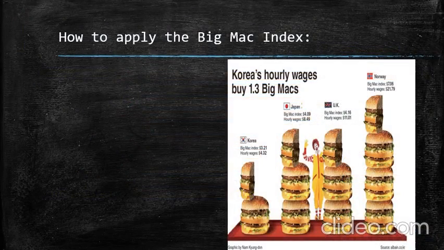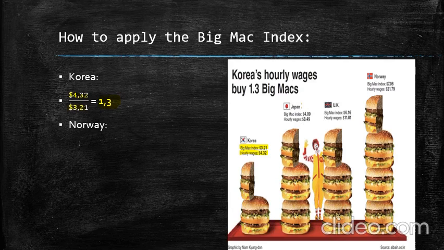Alright, let's have a quick look at how to use the Big Mac Index, or how to apply it. So first of all, you'll see for all 4 of these countries, it gives you the Big Mac Index and it gives you the hourly wages. So now what we're going to work out is how many Big Macs can you buy with your hourly wages. So what we have here in Korea, it's going to be the minimum hourly wages over the price of a Big Mac, giving us 1,3. So that means every hour, someone working there could buy 1,3 Big Macs.